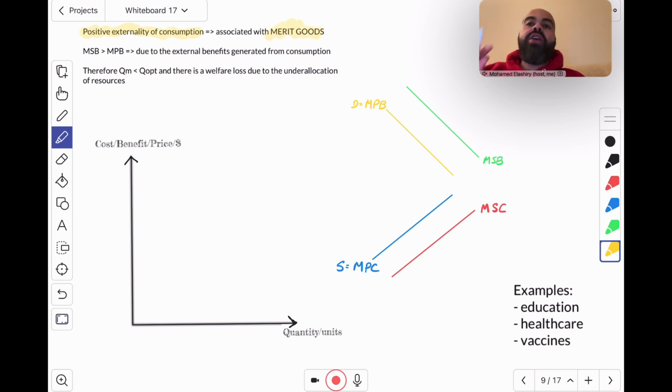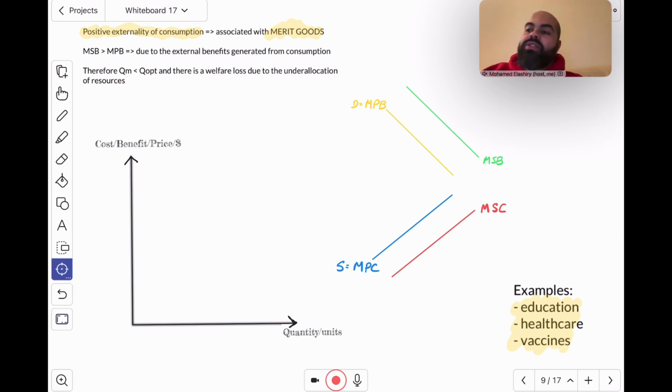Okay, so merit goods are the goods and services that, when consumed, generate external benefits for the rest of society. They don't just benefit the individual consuming them, but they also benefit the rest of society. Examples are education, healthcare, and vaccines. These are all examples of merit goods because the consumption of all of these goods doesn't just benefit the individual, but benefits the rest of society.